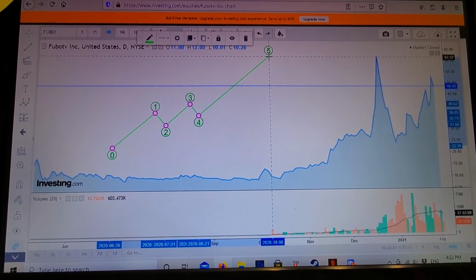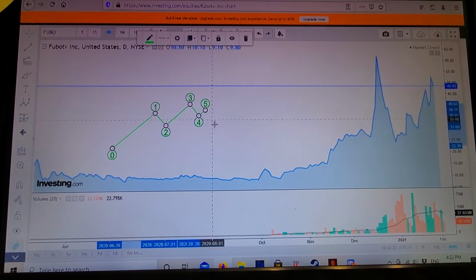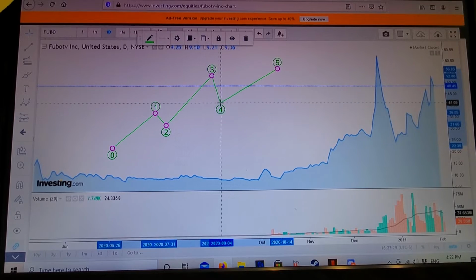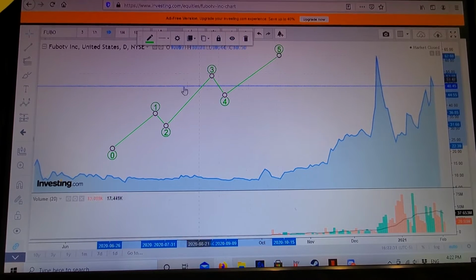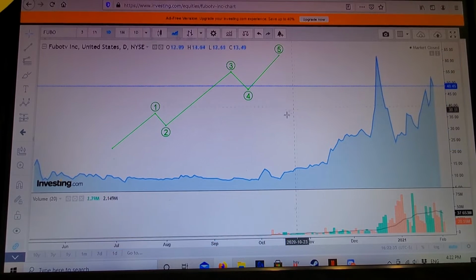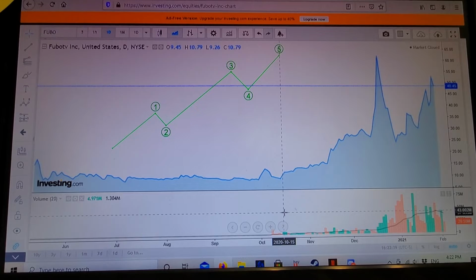So if it did this, that would be invalid. But if it did something like this before it went down, then wave 3 is still good. But that's kind of an intricacy you don't always see. So for simplicity, wave 3 is usually the long one, and that's the one that you're going to make most of your money. So those are the 3 main rules.